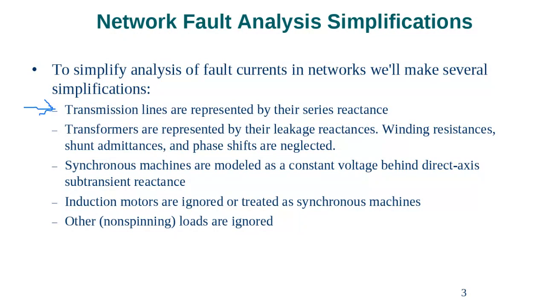Transmission lines are represented by their series reactance, and the transformers are represented by their leakage reactance. So that is X and R in series. Okay, there's no shunt. Winding resistance, shunt admittance, and phase shifts are neglected, and that's okay, no problem. Synchronous machines are represented as a constant voltage with the subtransient reactance. Okay, voltage with subtransient reactance.